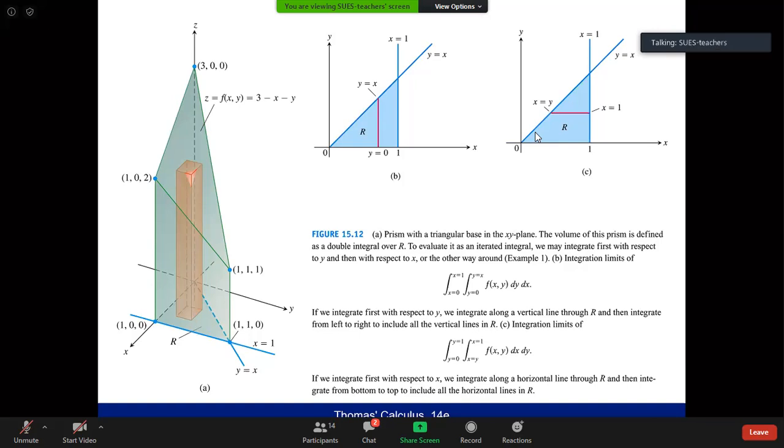So x and y, right? The plane is x equal to y, and the total area is actually y less than or equal to x, right? Let's see. Yes, here is y equals x, and this.